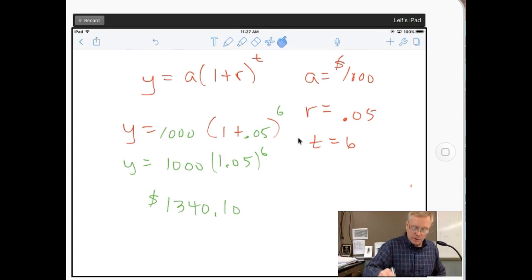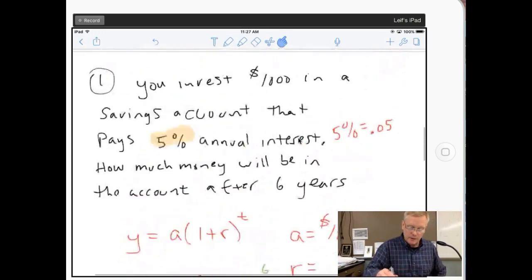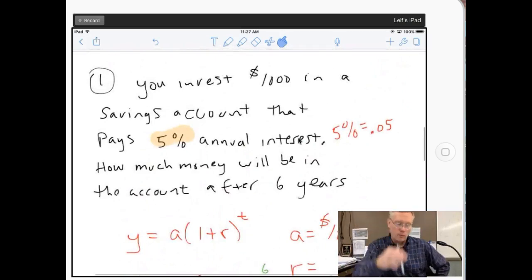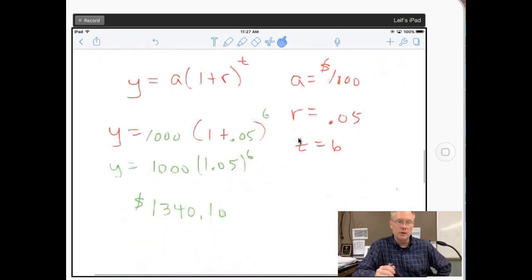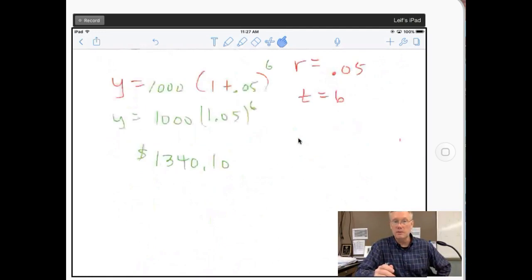$1,340.10. So if they asked you how much interest you made, you start out with $1,000 and you ended up with $1,340, so you gained $340.10. If you took the 1,000 and subtracted the 1,340, or vice versa, rather, you'd get just the amount of interest. Okay, that was the first one.